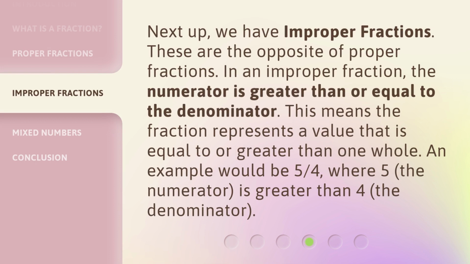Next up, we have improper fractions. These are the opposite of proper fractions. In an improper fraction, the numerator is greater than or equal to the denominator. This means the fraction represents a value that is equal to or greater than 1 whole. An example would be 5/4, where 5, the numerator, is greater than 4, the denominator.